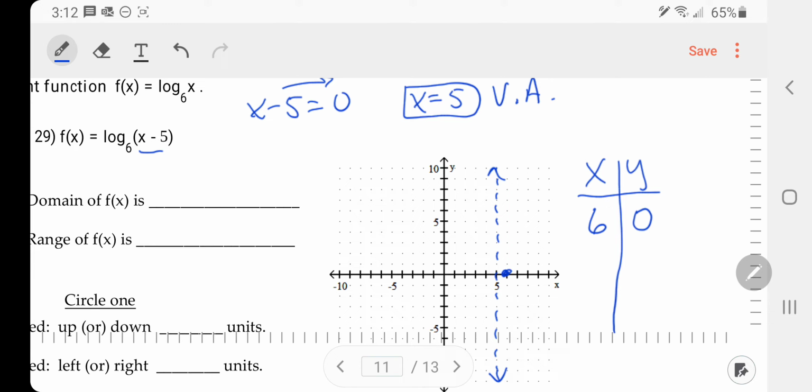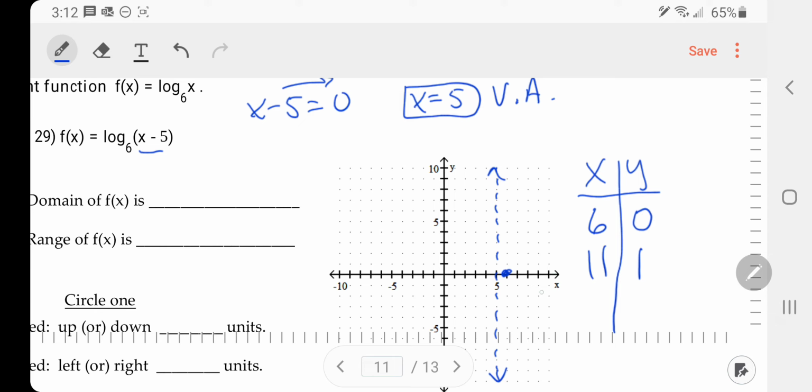And then let's do... I'm going to pick 11. Is 11 even on here? I'm going to make it work, okay? Now, why would I want to do that? You're going to see in just a second why I would want to pick maybe 11. If I plug 11 in for x, what is 11 minus 5? That is 6. And if I do log base 6 of 6, that's going to come out a nice whole number of 1.